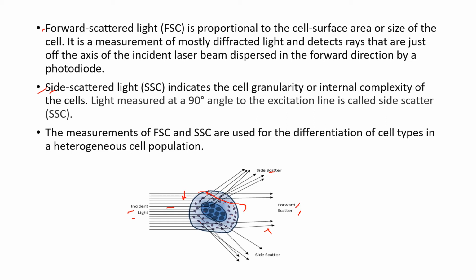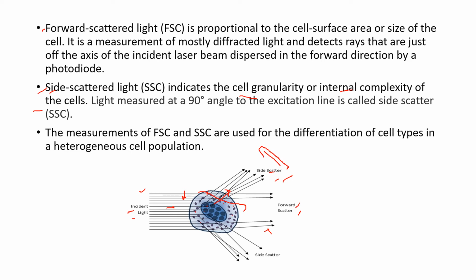This is the incident light and it is reflected by the granules of the cells and scattered sidewise. This light is measured at a 90-degree angle to the excitation line and it is called side scattered light. Filters and a photomultiplying tube are placed at a 90-degree angle to the incident light and detect the side scattered light. Side scattered light indicates the cell granularity or the internal complexity of the cell. As the side scattered light increases, the internal complexity of the cell is much higher.